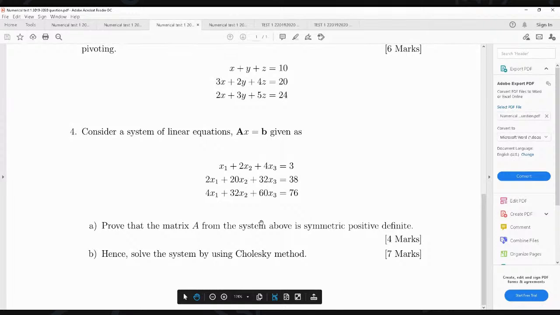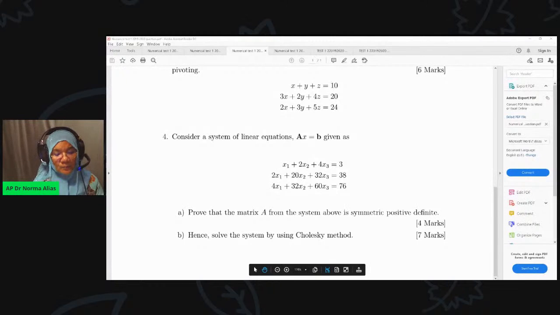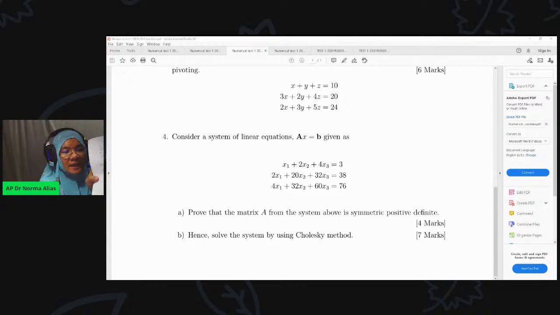Okay, what is the Cholesky method? The Cholesky method is a numerical method, one of the factorization methods, for solving a matrix A that is symmetric positive definite. What is symmetric positive definite? Go to page 48. Okay, please go to page 48. Come on, we go to page 48. Okay, page 48, theorem 2.1, you need to follow.